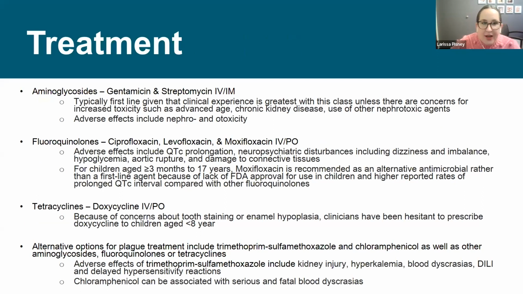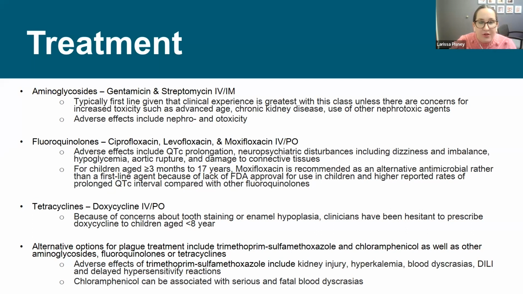So, treatment. I just want to say here that at the end of the YouTube video, we'll include an attachment with tables. The guidelines regarding treatment of plague are very dense, but I did want to touch on the high points in terms of classes of antibiotics used for treatment. So we'd say classically aminoglycosides, fluoroquinolones, and tetracyclines are all first-line agents.